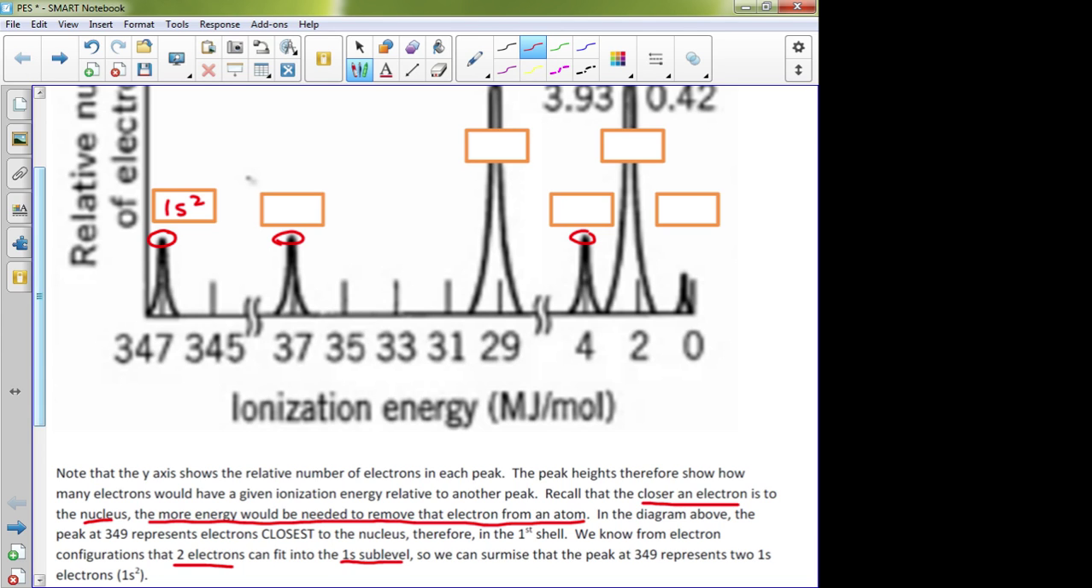Okay. So each peak represents a sublevel. Each peak on here represents a sublevel. So we know it's going to take the most energy to remove the electrons that are the closest to the nucleus, correct? Yes? All right. So, which electrons are closest to the nucleus? 1s2. So I know since this one requires the most energy, we're going from 347 to almost 0 down here. Since this one requires the most energy, that must be the 1s2.